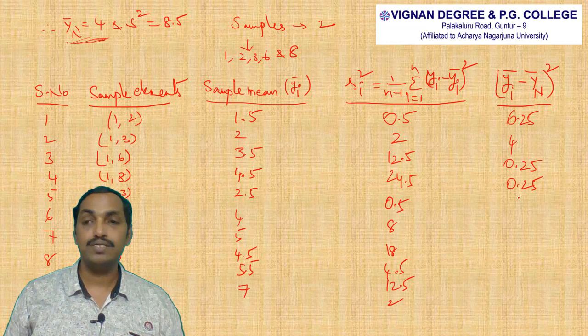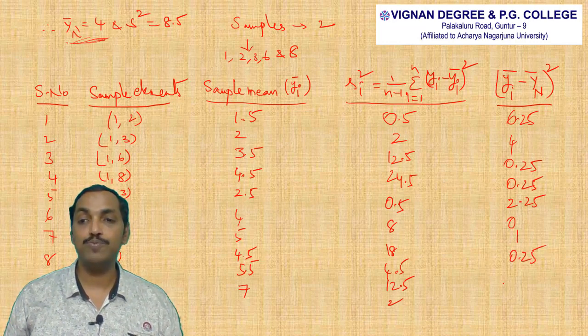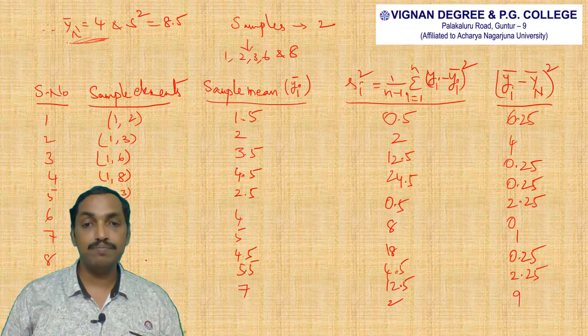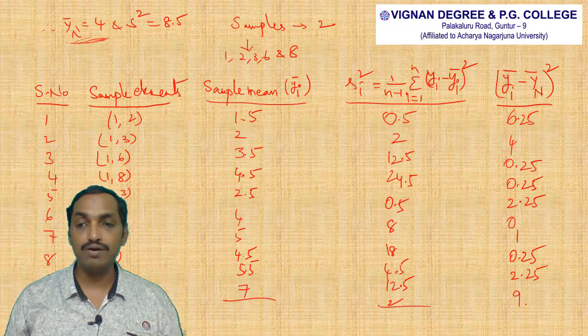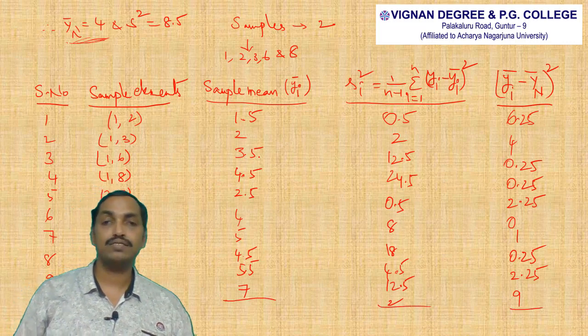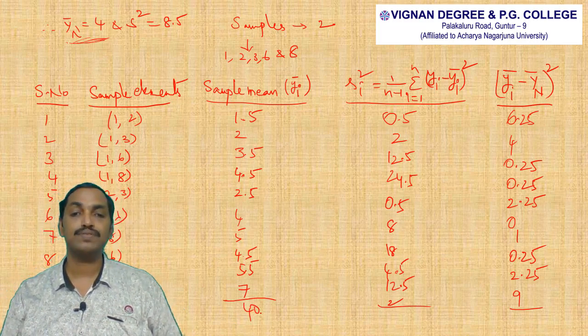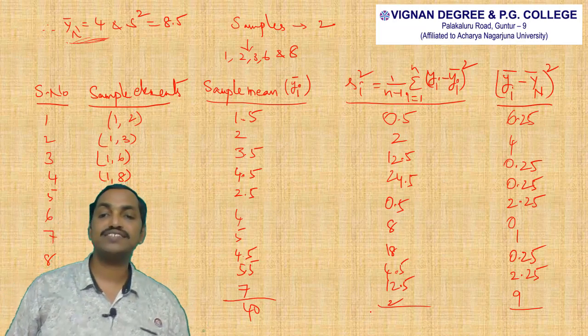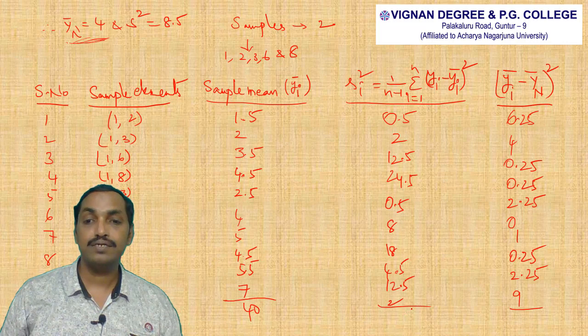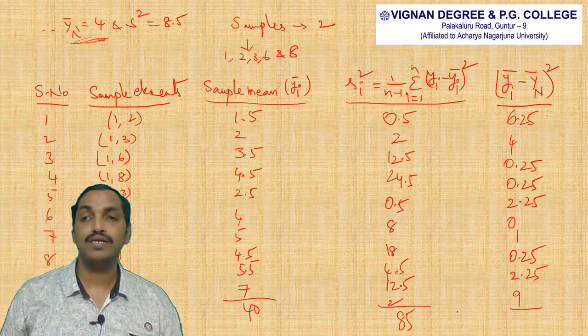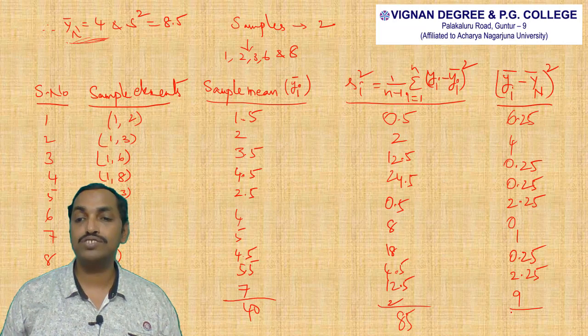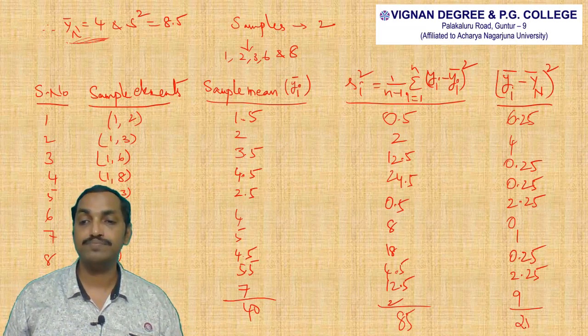0.25, 2.25, 0, 1, 0.25, 2.25 and 9. Now calculate the sums for last 3 columns. So by adding the values of sample mean, I'll get 40. And by adding the sample mean square Si square values, I'll get 85. And by adding yi bar minus Yn bar whole square, I'll get 25.5.